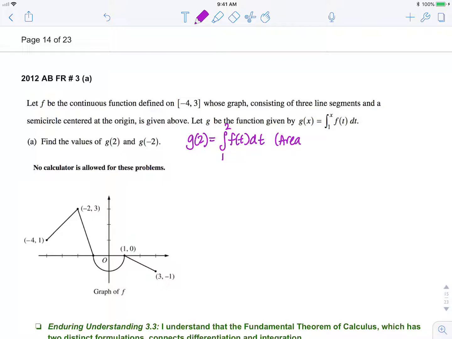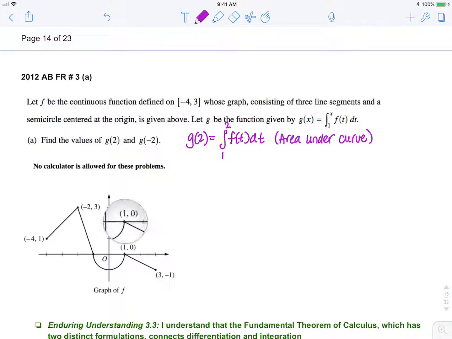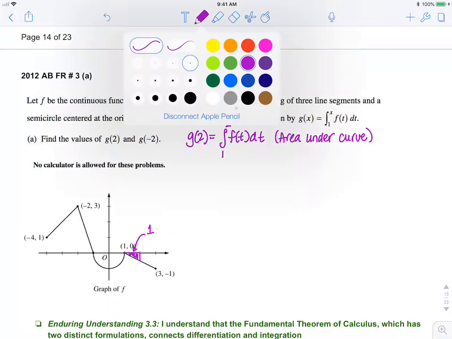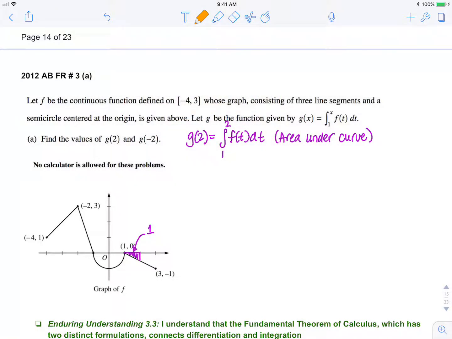And remember, that means area under the curve from 1 to 2. So from 1 until 2, we have this negative area under the curve. It's a triangle. I see that the base of that triangle is 1, but what's that negative height? So I see for this line segment, you go over 2, down 1. So for this piece, I go over 1, down 1/2. So that means this height is negative 1/2.